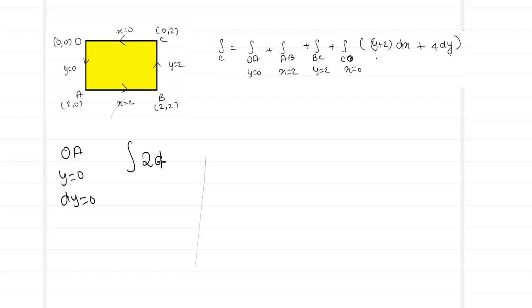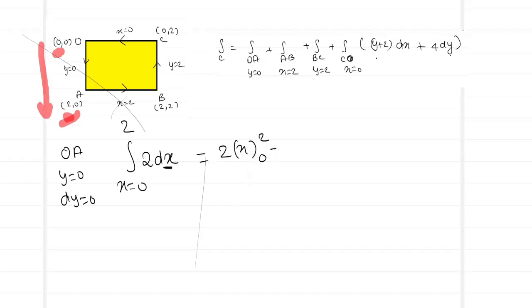Integral 2 times dx. What is going to be the variable here? x. So x has to vary between, what is the direction of variation? This is my x. So x varies from 0 to 2. So this is going to be 2x between 0 to 2, which equals 2 into 2, so that makes it 4.